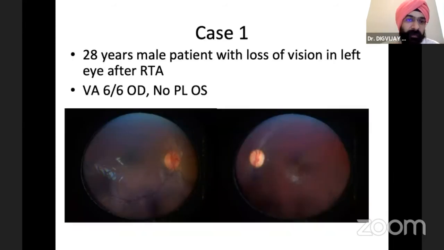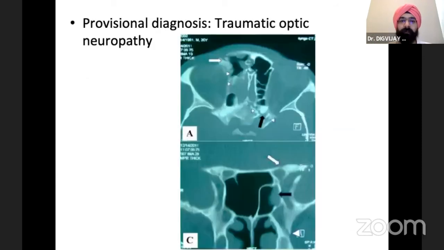So in the first case, we've got a young male patient who's presenting with vision loss in the left eye, which is no PL, and the right eye is having normal vision after a road traffic accident. So here we are seeing what looks like a primary optic atrophy, right? And this is something we can see in a traumatic optic neuropathy. And we do an imaging here. At the CT, you can see that there is a fracture at the optic canal area. There is a medial orbital wall fracture as well.